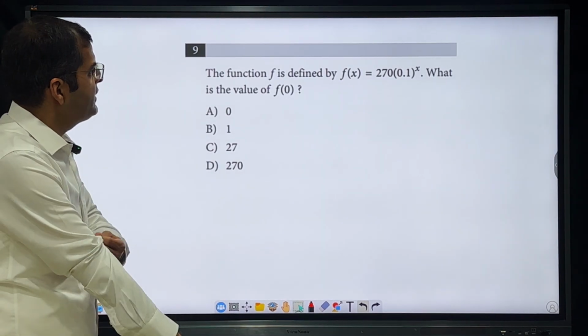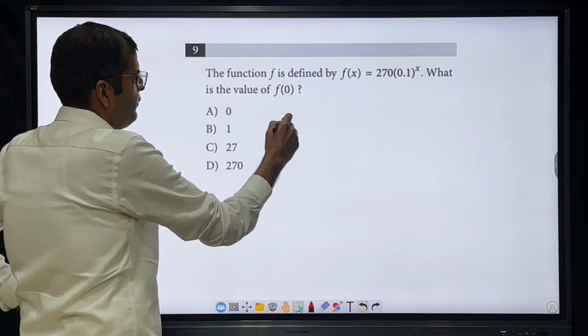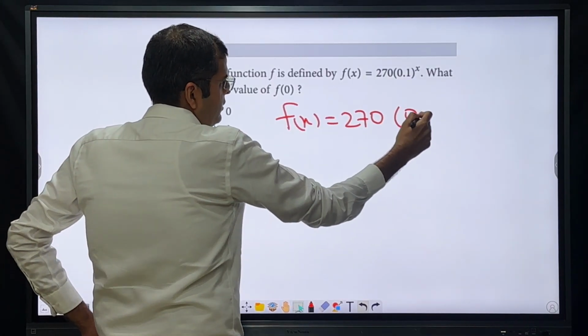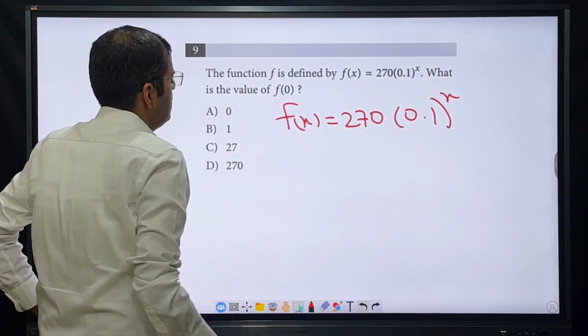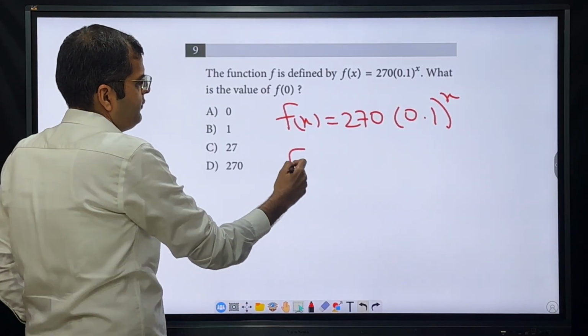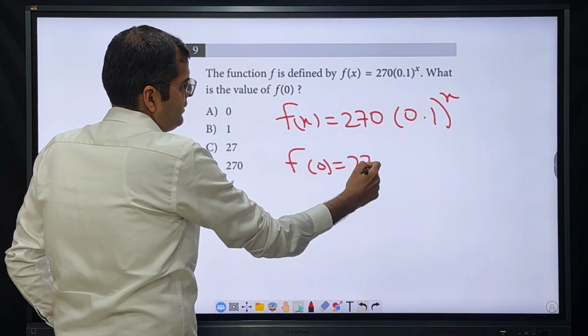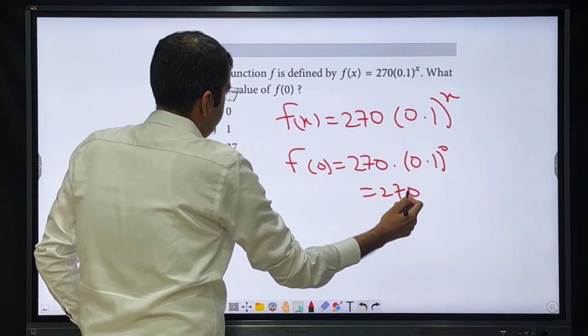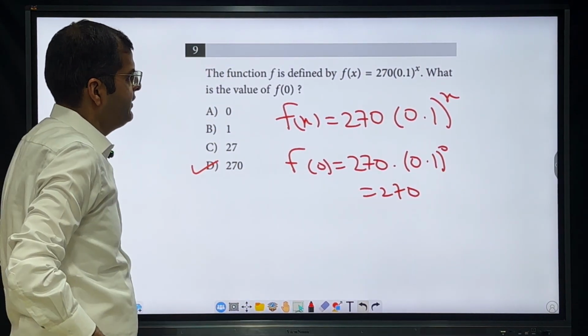Now this question says the function f is defined by f of x is equal to 270 times 0.1 raised to x. What is the value of f of 0? F of 0 is when x is 0, that will be 270 times 0.1 raised to 0, which is equal to 270 only. So answer option D, 270 is right here.